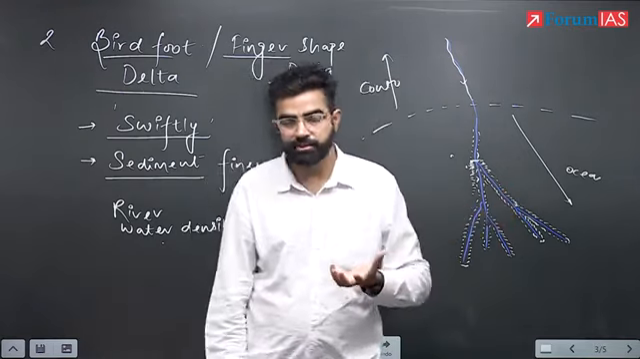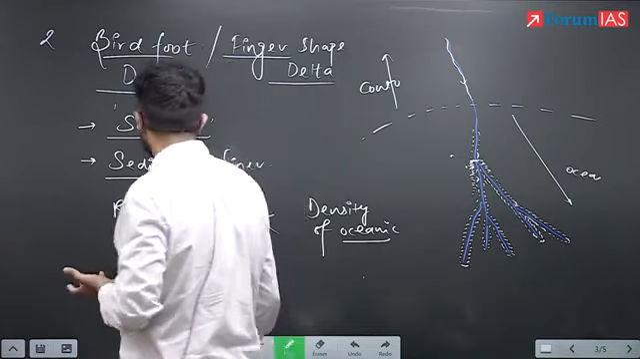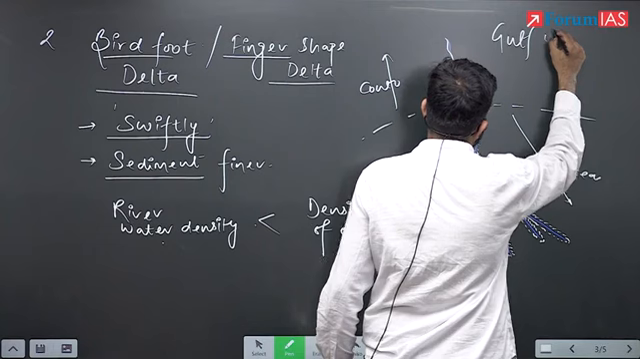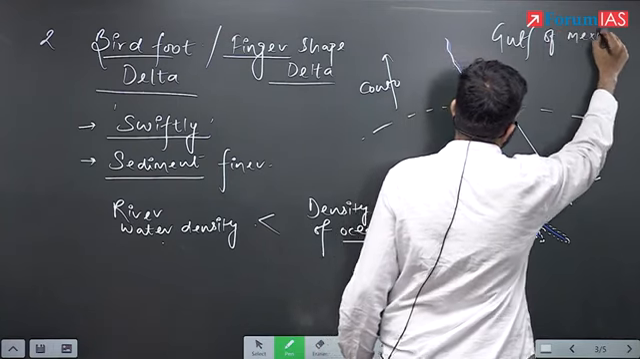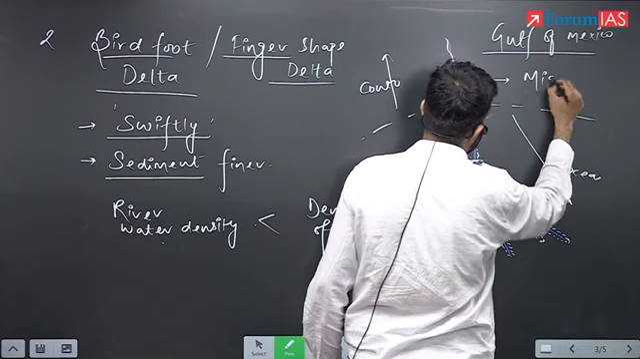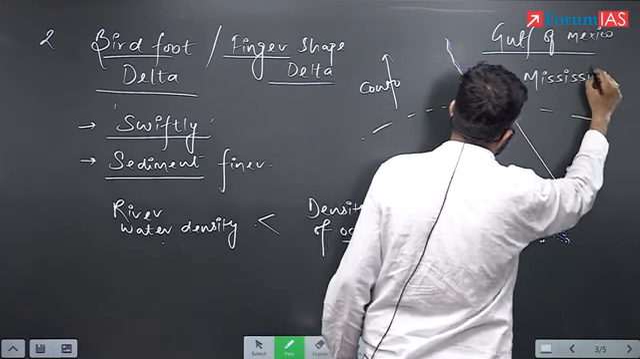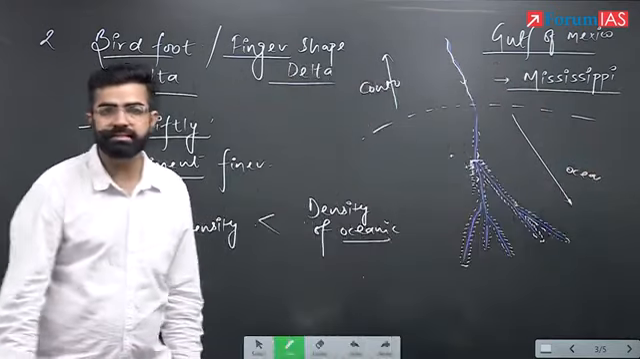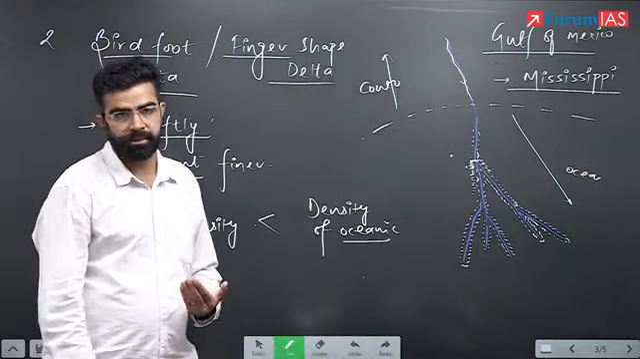And the classic example of such a type of delta, where you can find it, is in the Gulf of Mexico, where you will see the river Mississippi forms this type of delta. Okay, so this is the classical example of bird foot delta, right?